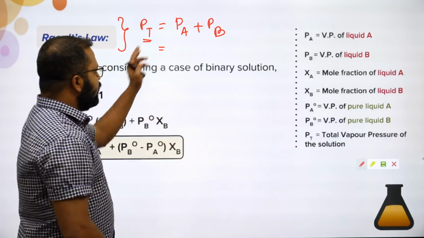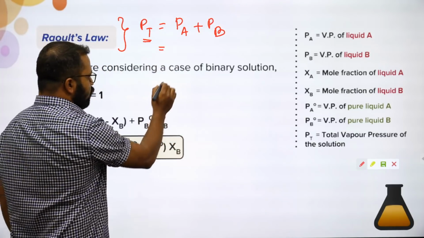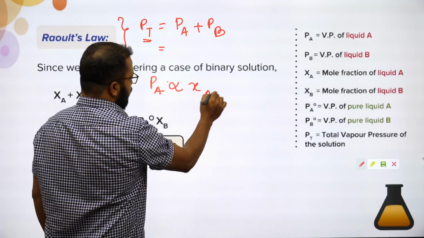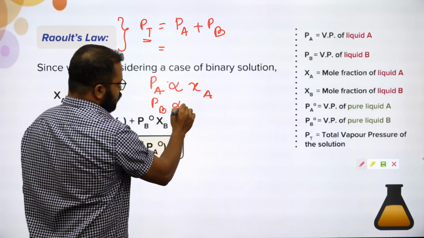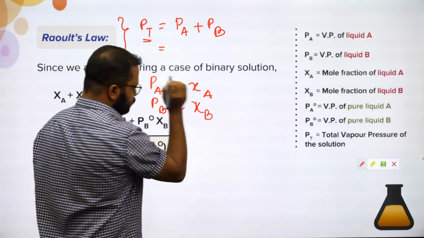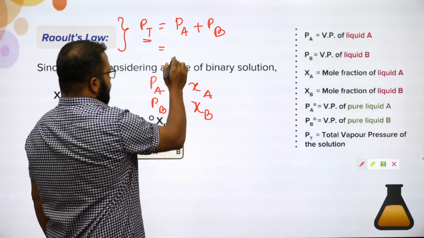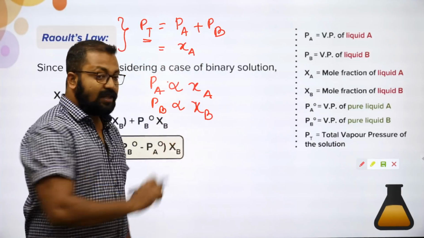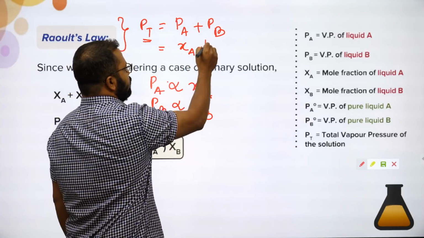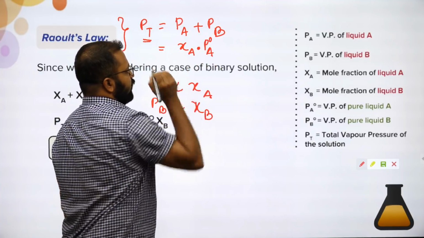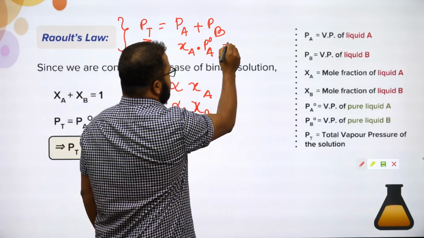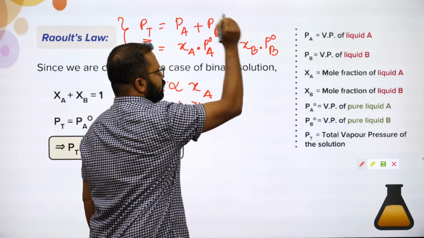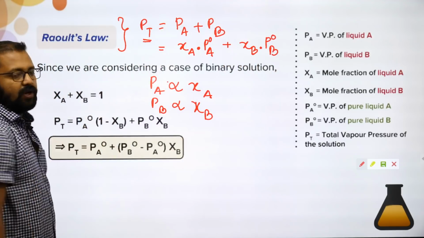So how would I write PA? From Raoult's law, I know that PA is proportional to the mole fraction of A and PB is proportional to the mole fraction of B. So PA will be written as the mole fraction of A times the proportionality constant, which is the ideal pressure of A, and similarly for the pressure of B. That is what we would be getting over here.